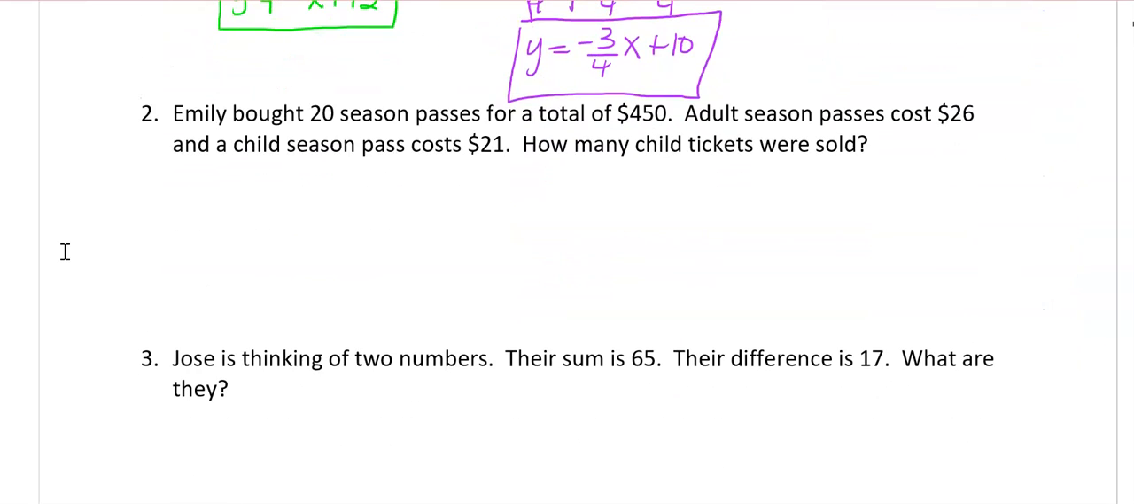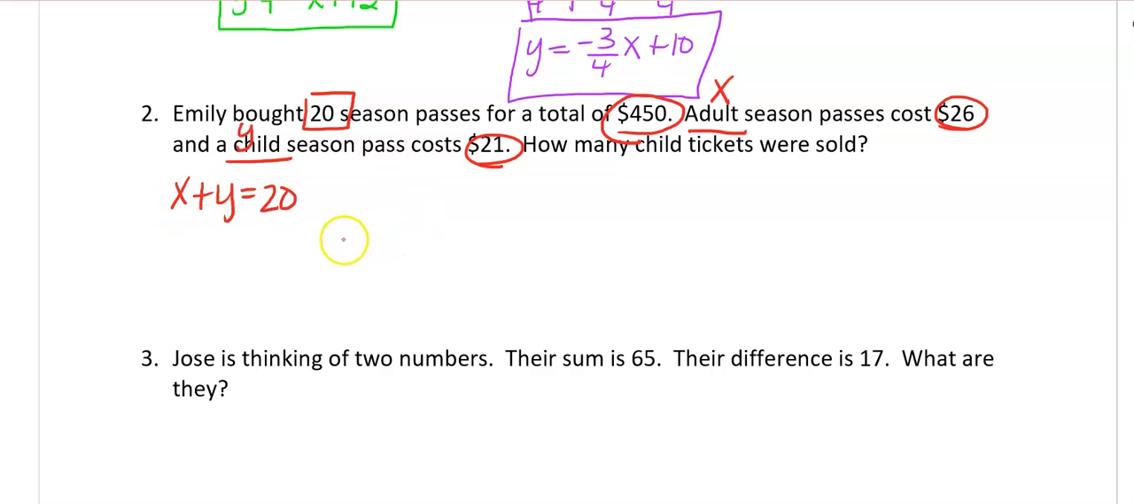Problem number 2. Emily bought 20 season passes for a total of $450. Adult passes were $26, child passes were $21, and that was a total of $450. She bought 20 total passes for adult and child. So I'm going to label these just in the order they are in here. X is the adult and Y is the child tickets. So I know that X plus Y equals a total of 20 tickets.